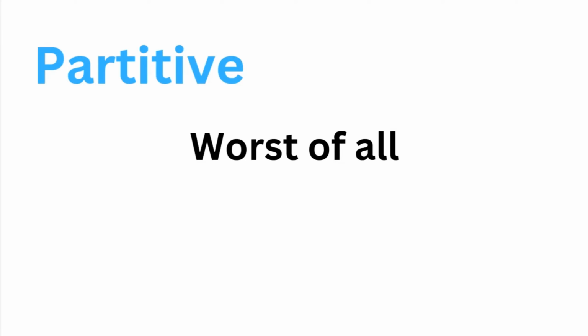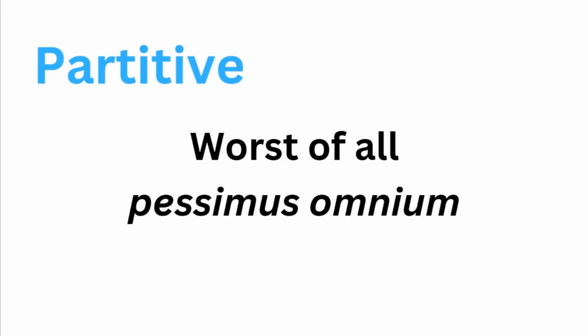You can sometimes have quantifiers that are superlatives. So worst of all, pessimus omnium. Omnium is the genitive of the whole, the partitive genitive. We are taking part of it out, the worst bit of it. Pessimus is a superlative, and this can also be used as a quantifier.